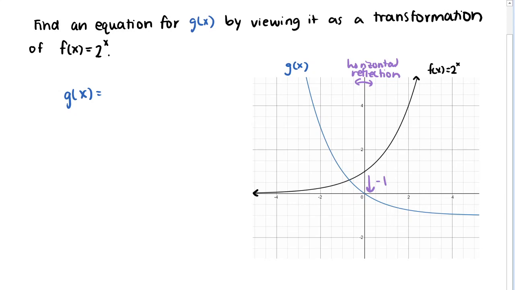And so what would that look like if g of x corresponds to a horizontal reflection? We can achieve that by negating the input, right? So here, f of negative x, and then it's going to shift down by 1 unit. So here we would have this minus 1 at the end of the day. So here, g of x can be re-expressed as, well, we already know the function for f, right? We know it's 2 to the power x, so we're going to input negative x into this function, and then we have minus 1. This is an equation for this function here, g of x.